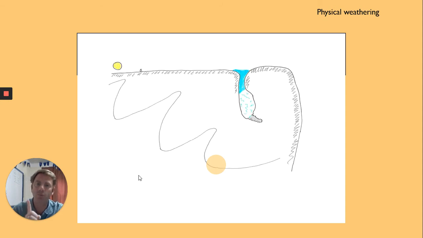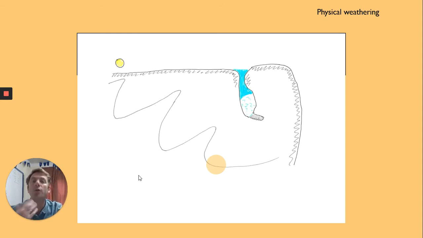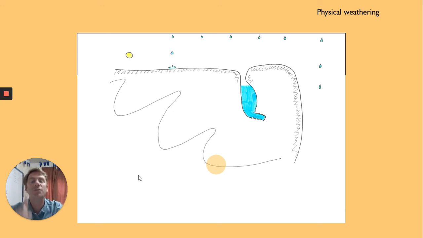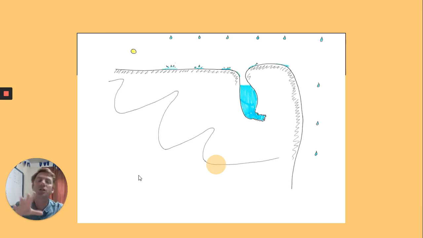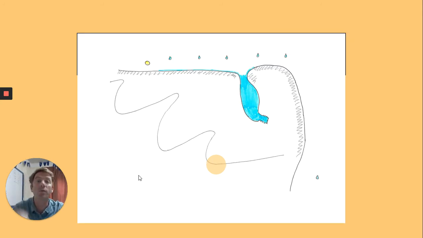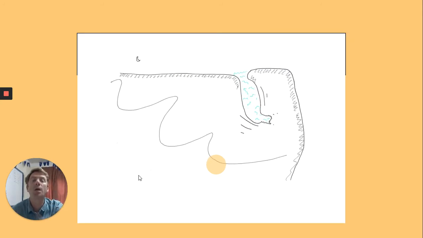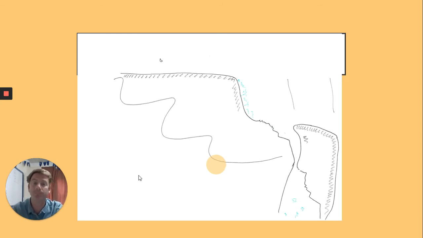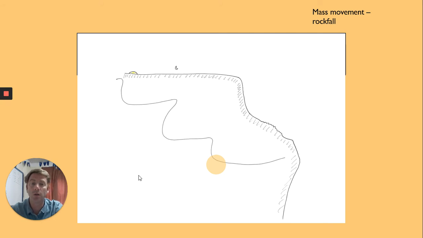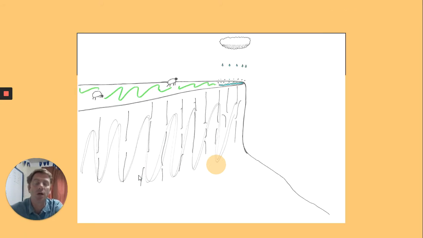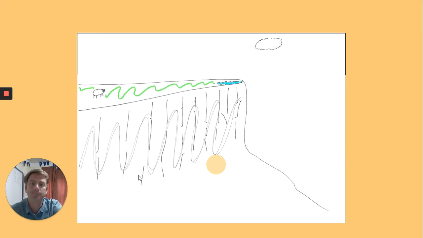Okay, now this is the important bit. The sun comes back up, the water now returns to liquid, it thaws, and so now the crack is actually bigger, and the next time it rains, it can fill up with more water. That then expands by 10%, repeated action over time. Your rockfall. So how does that give us cliffs or scree?